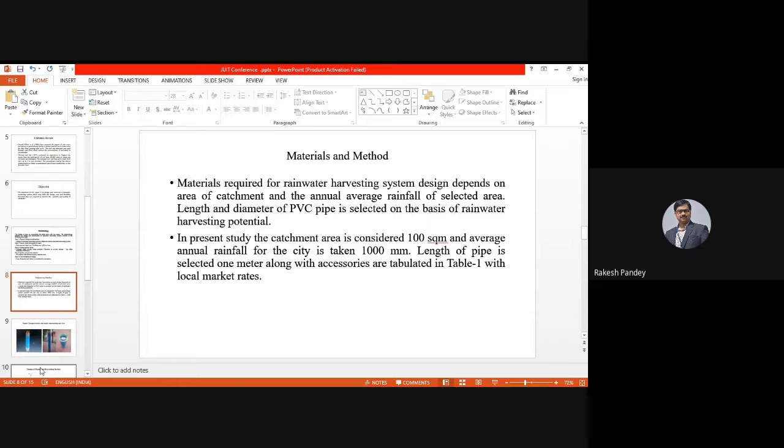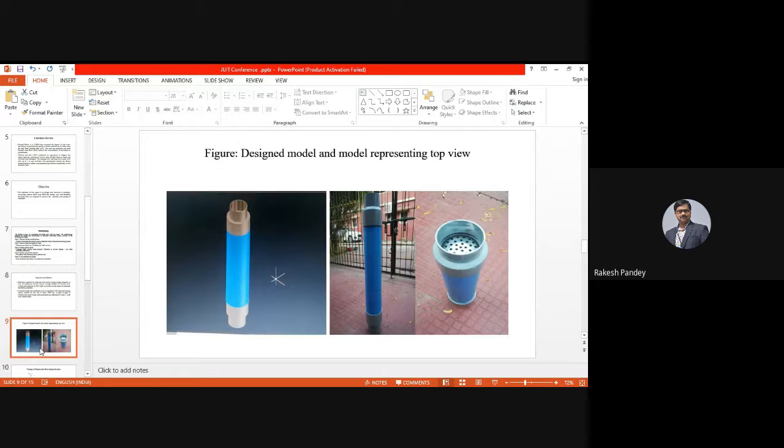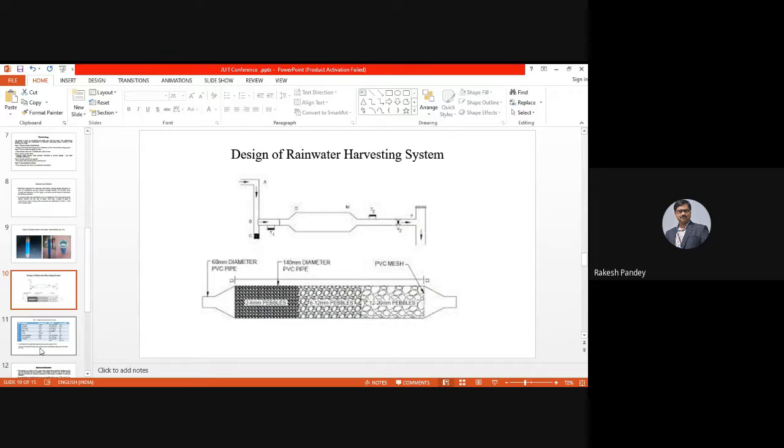So in the present study, a 100 square meter catchment area was selected, and it was estimated that the rainfall of this city is around 1000 mm. So the length of the PVC pipe was selected as 1 meter, along with the accessories which are tabulated in the next table. So I have taken the top view and the elevation of this PVC pipe. We have used two reducers, and in between we have placed some coarse aggregate and fine aggregate for the filtration of this rainwater, and then we designed this. So how will the whole system function?